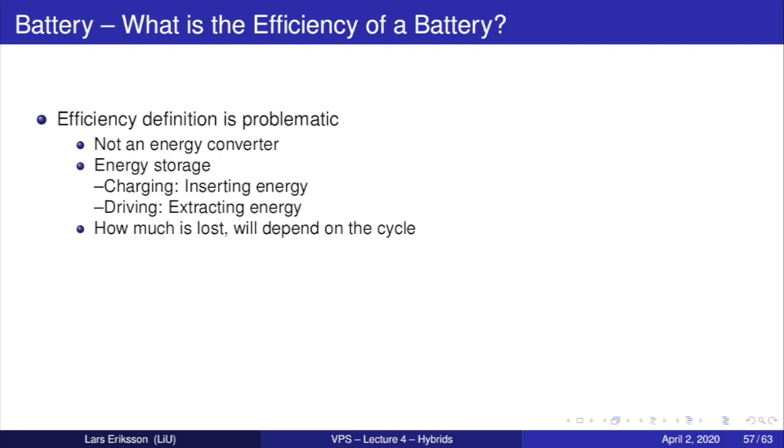When we have energy converters, then we can easily define efficiency. We measure what goes in and measure what goes out. While we have an energy storage, we are inserting energy at the charging instant, and then at a later instant we are extracting the energy. So we cannot look at the instantaneous efficiency of the device. The total efficiency over a complete cycle we can do calculations of, but the losses will depend on the cycle, and we will talk more about that in the specific lecture.